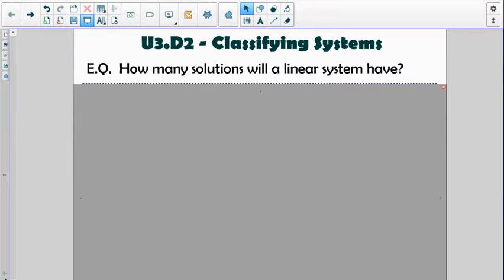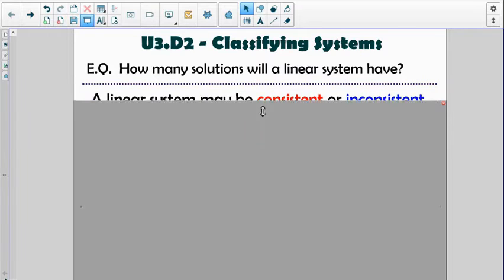All right, today we're going to talk about classifying linear systems. So we looked yesterday at how to graph a system of equations to find the solutions. So now let's take a look at classifying the different types of systems that are possible when you graph them. And our essential question is, how many solutions will that linear system have, or will any linear system have?